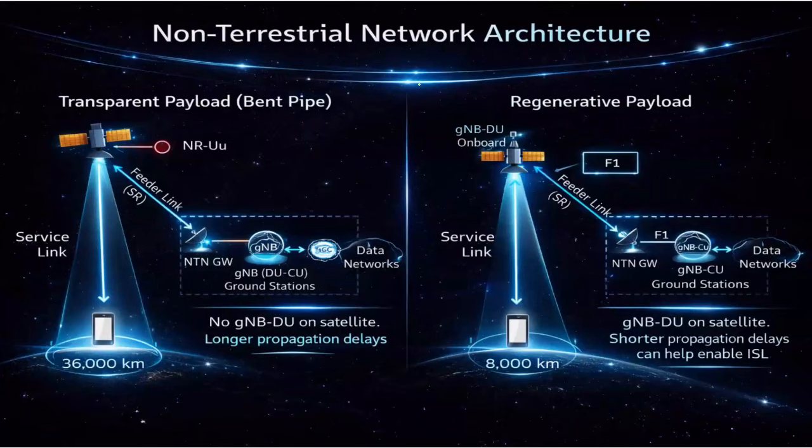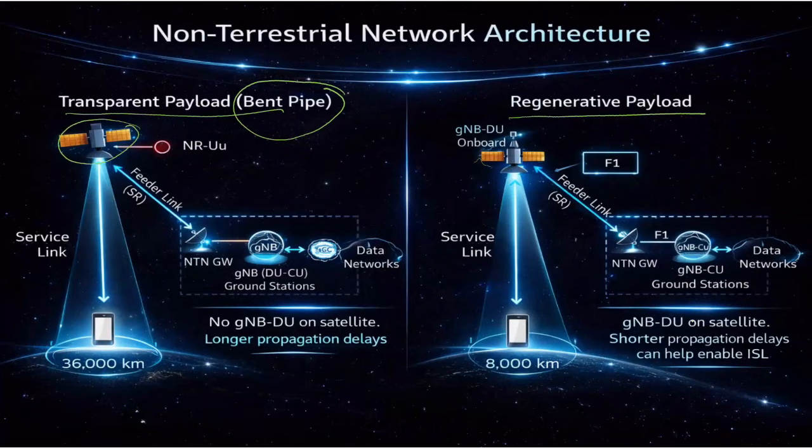Now let's talk about non-terrestrial network architecture. Here you see two types of architecture approaches in NTN: one is transparent payload and one is regenerative payload. Both approaches define how signal processing is handled between the satellite and the ground network. Let's start with the transparent payload. This is also called the bent pipe architecture. In this model, the satellite acts just like a relay. It does not do any kind of processing. It simply receives the signal from the users and forwards it towards the ground station without processing it.